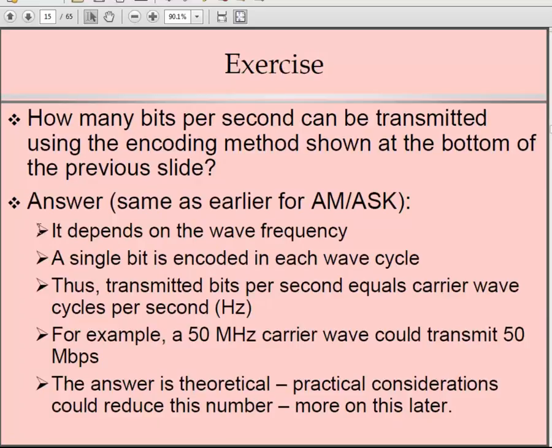It depends on the wave frequency. Since a single bit is encoded in each wave cycle, if I simply increase the number of cycles per second, increase the hertz, then I increase the number of bits per second. So, for example, if I use a 50 megahertz carrier wave, that would be fairly typical through, say, a copper cable, then in theory I get 50 megabits per second, although once again, theory is one thing, practical considerations are something else.